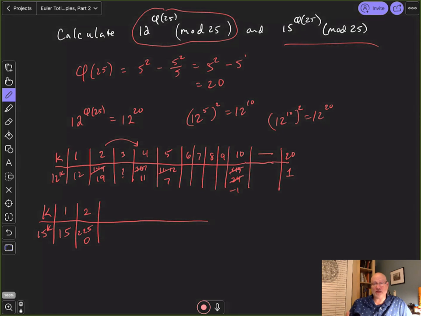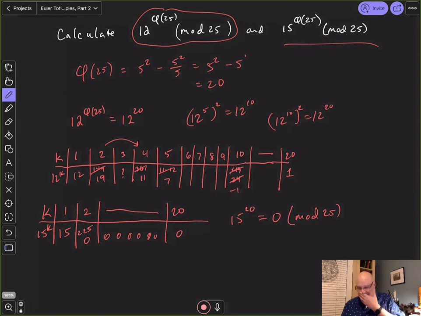Which makes sense because 5 is a factor of 15. And so if I multiply 15 times 15, I'm essentially multiplying a 5 times a 5 and getting a 25. Well, that makes the rest of it pretty simple, because 12 times 0 is 0. So it doesn't matter what happens between 3 and 19. When I get to 20, all of these things are zeros in here. And so 15^20 is 0 in mod 25.